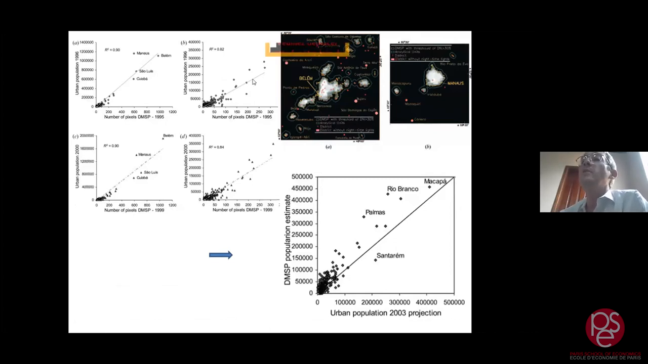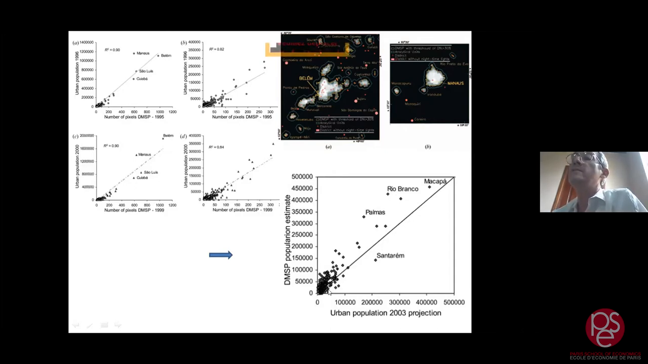And based on this model and on the counting of the number of bright pixels of each city, for each city the number of pixels was correlated to the demographic census. And then the result, I did not find the R-square in their publication, but the result is the correlation of their method. We can see that it overestimates.